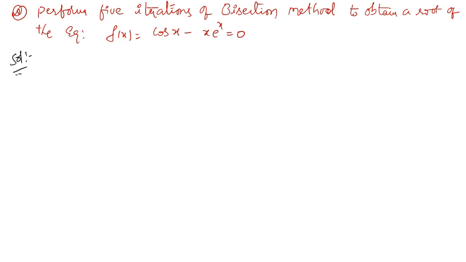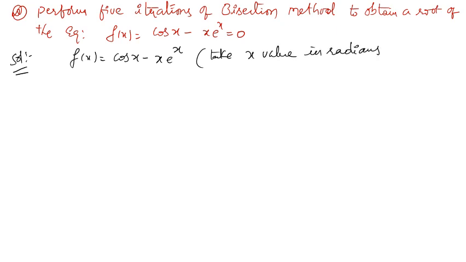Solution. What is the function f of x? It is a transcendental equation, cosine x minus x into e to the power of x. Now whenever trigonometric functions are there, take x value in radians. That is, change the mode to radians in the calculator.